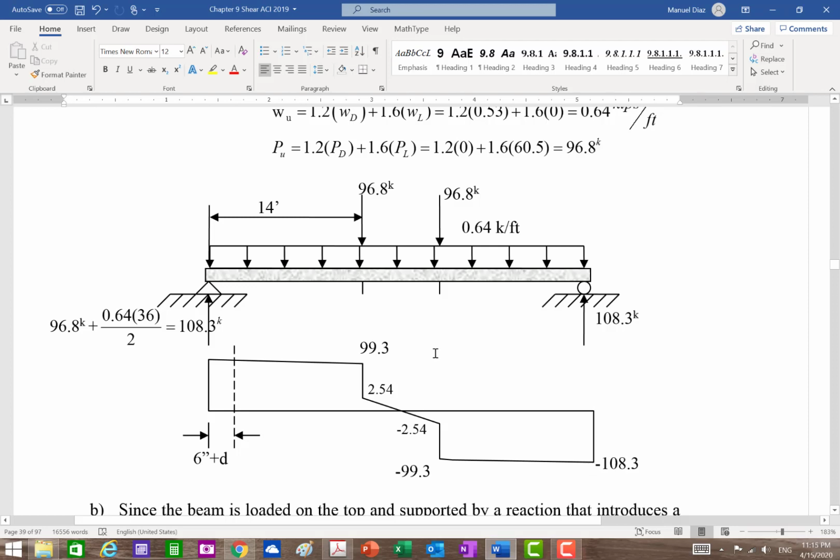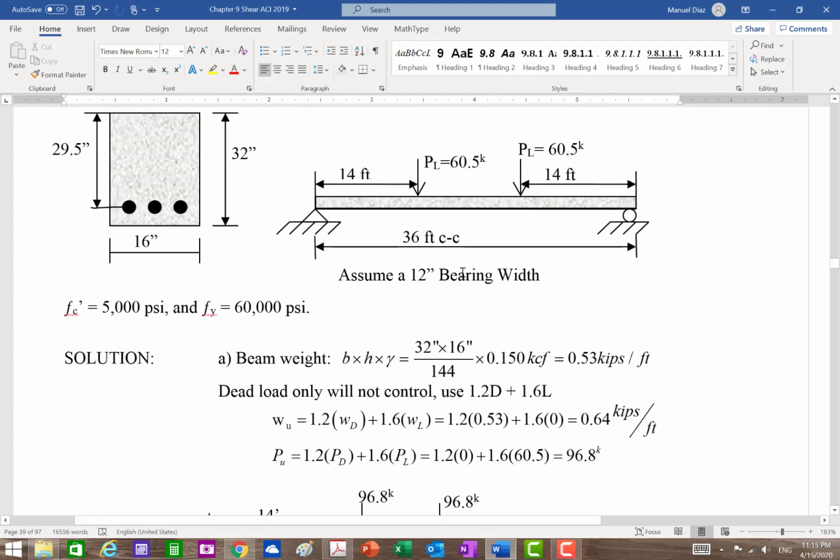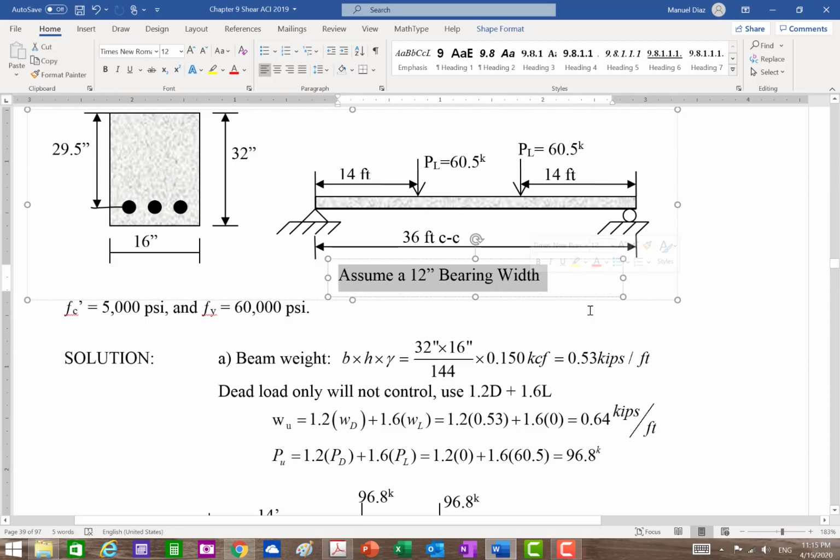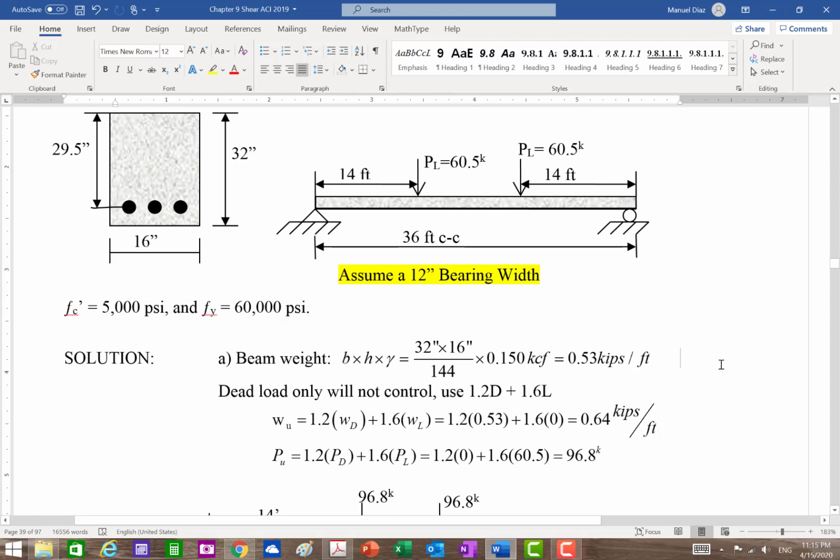The other thing that is shown here is that it's giving you information about a bearing width, right? So what are you going to do with it? What is that one for? Well, what that means is that it will allow you to calculate your Vu at d. Because remember, the Vu at d is measured from the face of your bearing. Okay? So that's typical.